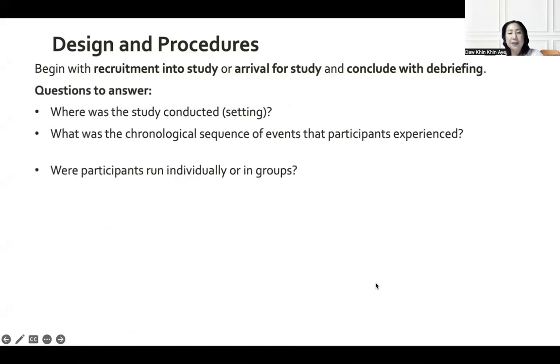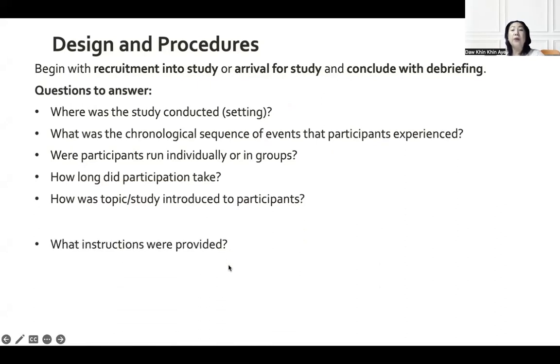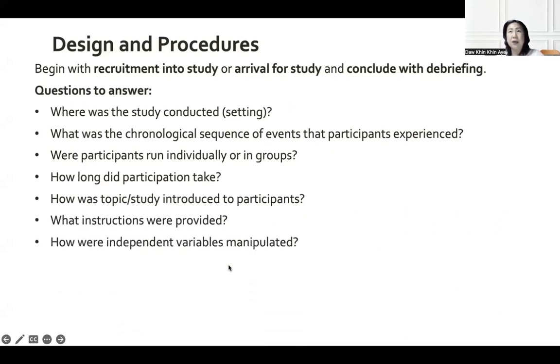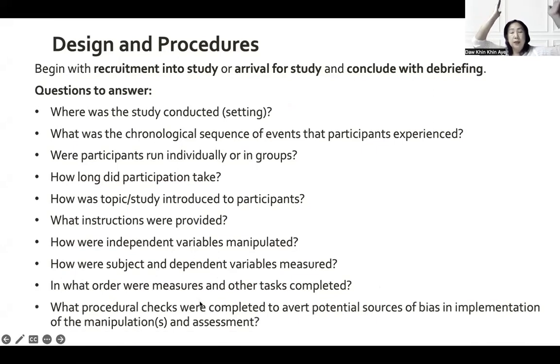Now when you talk about design and procedure, you need to begin with recruitment into the study, how you recruit these participants, or arrival for the study. It means if you are interviewing people, or even if you ask them to take the survey, how, and conclude with debriefing. You need to describe everything from the beginning to the end. Now, how do you do that? There are questions you can answer.